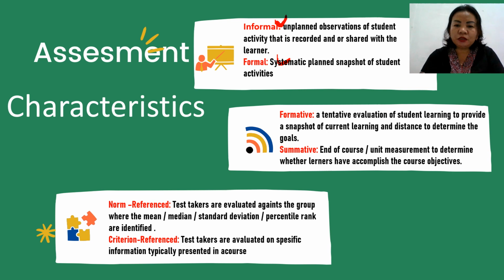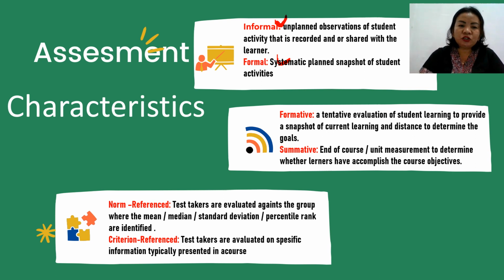And next, formal is a systematic plan for a synopsis of the student's activity. We can write the plan of how to observe the student's activity, to know about the value, the points the student gets.